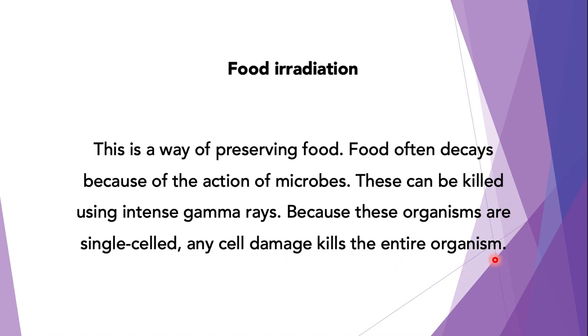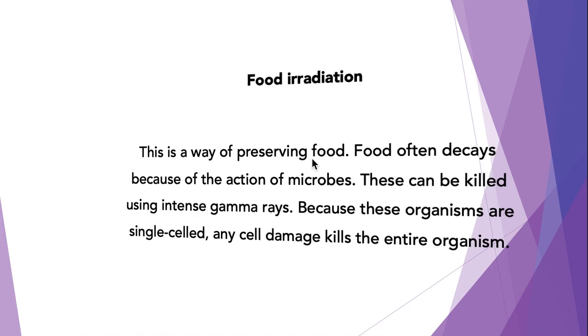Okay, so this is food irradiation. Food often decays because of the action of microbes. But if we don't have any microbes, then food would not decay. So this is how we preserve food. We kill these microbes using intense gamma rays, and because these microbes are single-celled, any cell damage kills the entire organism. So this is what food irradiation is. It's a way of preserving food.